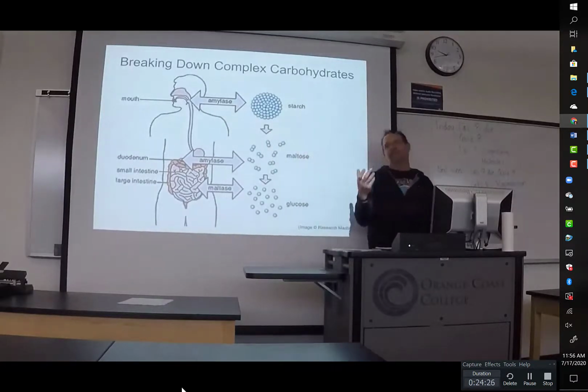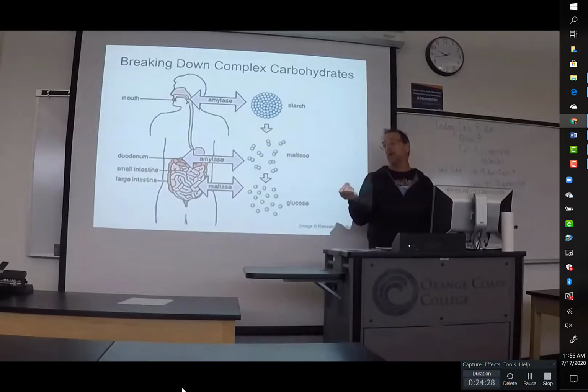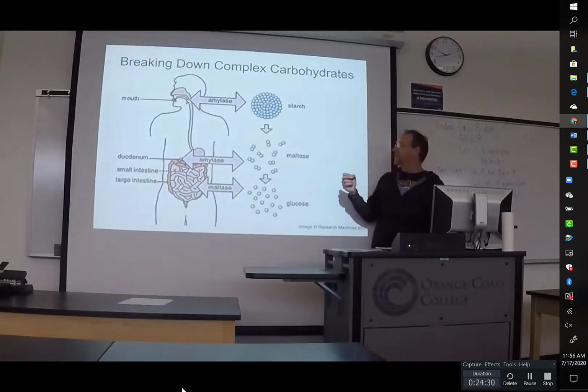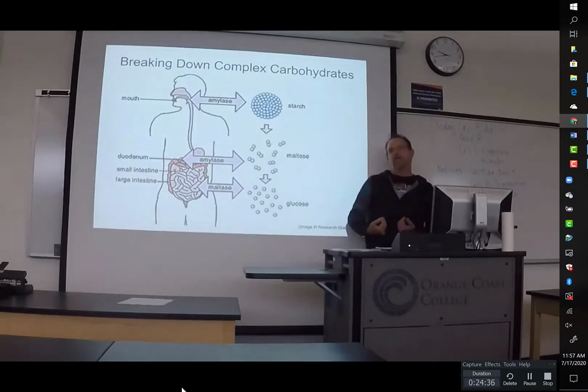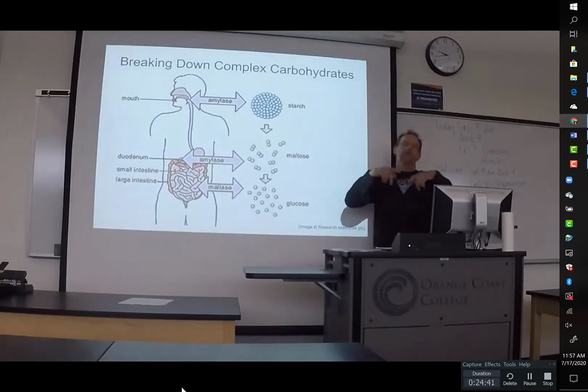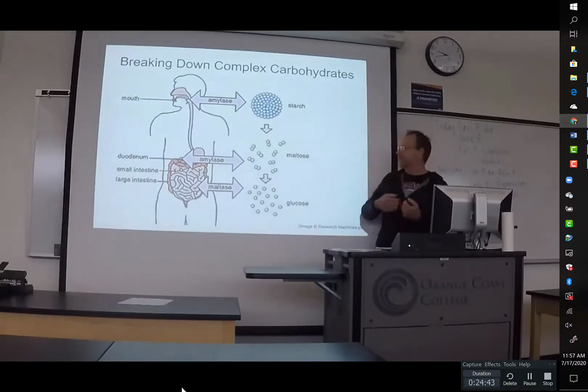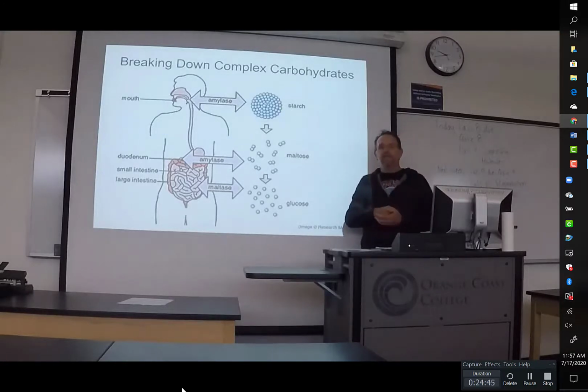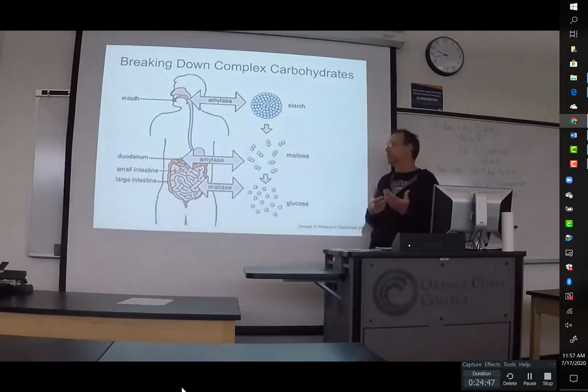And maltose is a disaccharide, or simple carbohydrate, and that maltose is still too large for us to absorb. It's a disaccharide, but we can't absorb that across our intestine. We have to make it even smaller. So we chew up our food, we swallow the bolus of food, it hangs out in our stomach, and it passes from our stomach into our small intestine.